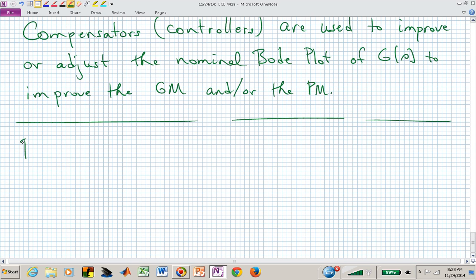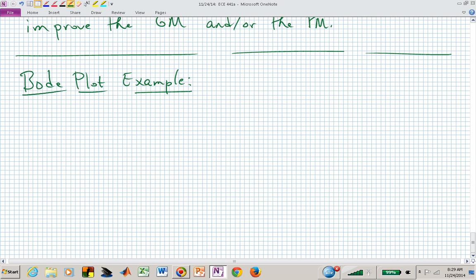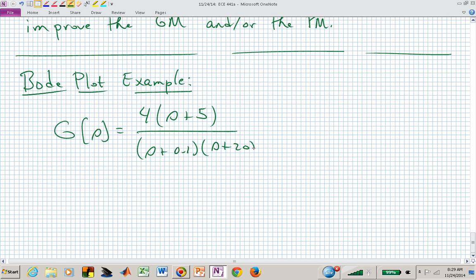Let's now look at a particular system, just so that we're all back on the same page relative to creating Bode plots. Suppose somebody gives you a G of s that's now (4s plus 5) over (s plus 0.1)(s plus 20). For that particular system, can you tell me anything about the poles and the zeros, the way that I factored this transfer function?